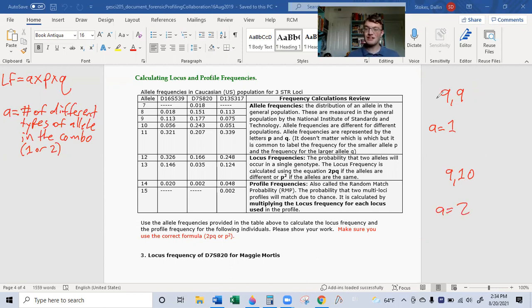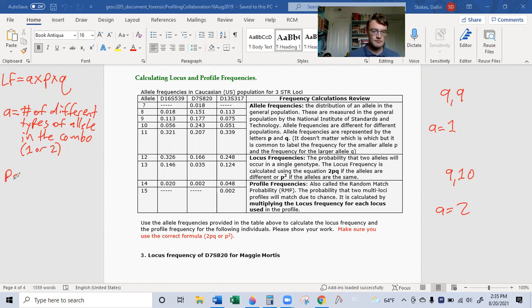If both numbers in their combo are the same, they're homozygous. There's your vocab word for you. If both numbers are the same, then A is 1. If both numbers are different, A is 2. That's it. It's either 1 or 2. If they're the same, A is 1. If they're different, A is 2. Okay? That's what A is, the number of different kinds of allele in the combo.